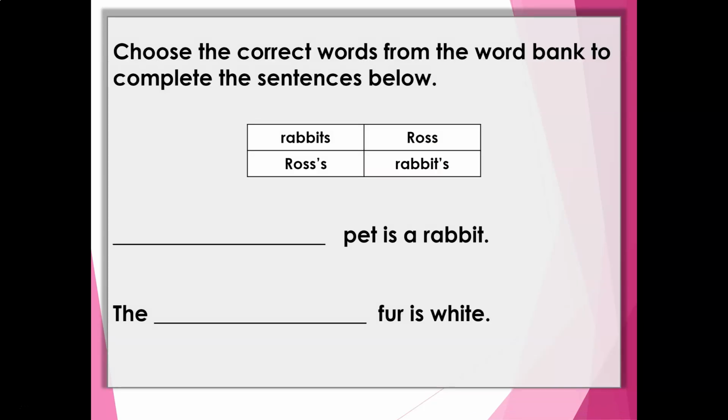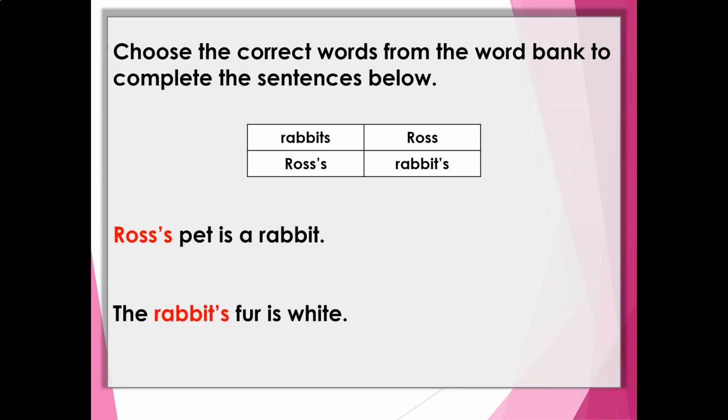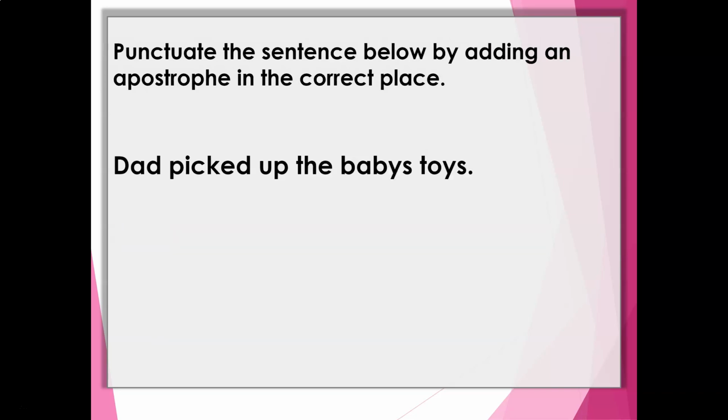Here's your next challenge. Choose the correct words from the word bank to complete the sentences below. I'd like you to give this a go on paper or else on your whiteboard. Pause the video now and then come back and see how you get on. Here's your next challenge. Punctuate the sentence below by adding an apostrophe in the correct place. Dad picked up the baby's toys. You can see that there's actually only one baby because the plural of baby is babies. There wouldn't have been a Y there. So baby, add your apostrophe and then an S.